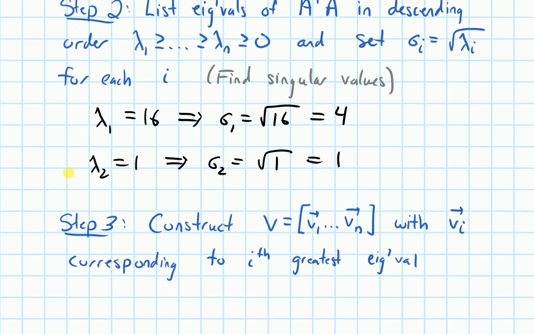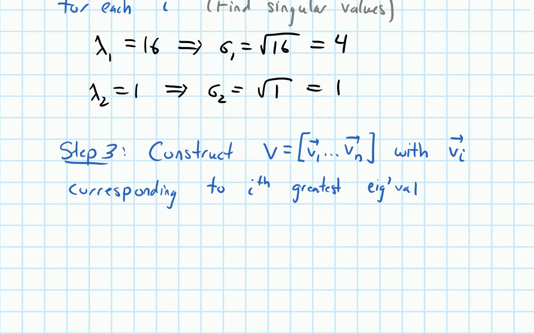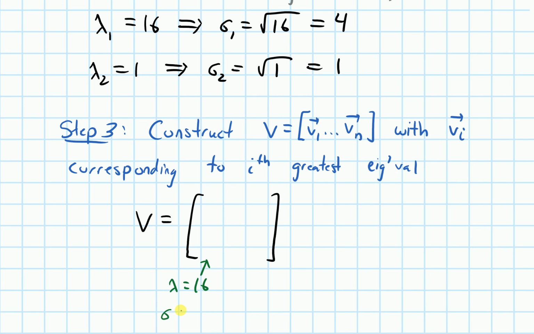Now let's construct the matrix V. So the columns of V are the vectors Vi. These were the eigenvectors of A transpose A. And I'm going to order these so that Vi corresponds to the ith greatest eigenvalue. Okay, so when I write V here, we're going to have two vectors. There were two eigenvectors. So the first column, V1, will correspond to the greatest eigenvalue, which was 16. And the singular value that went with that was 4. Let me just call it sigma 1. That was 4.